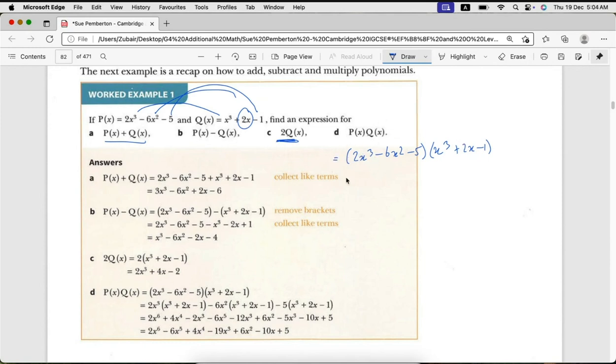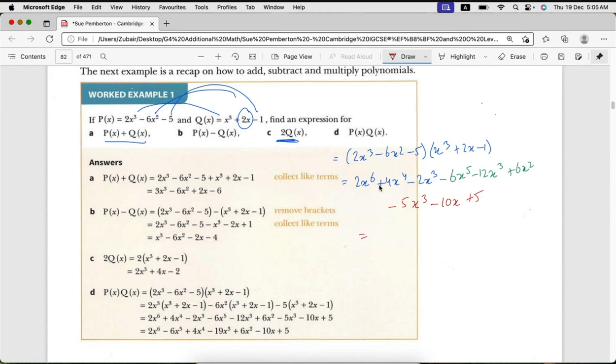So the first one with all of these: 2x cubed and x cubed is 2x^6. Then 2 times 2x is 4x^4. Then 2 times minus 1 is minus 2x cubed. Now the second one with all of these: minus 6x squared times x is minus 6x^5. Then minus 6 times 2 is minus 12x cubed, and plus 6x squared. Then the third one is minus 5x cubed, minus 10x, plus 5.